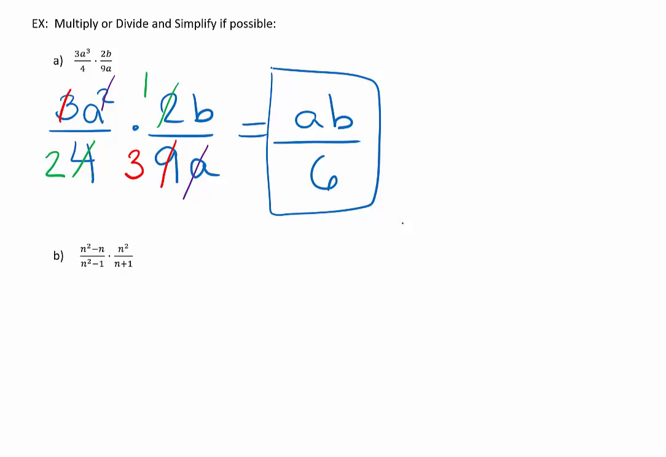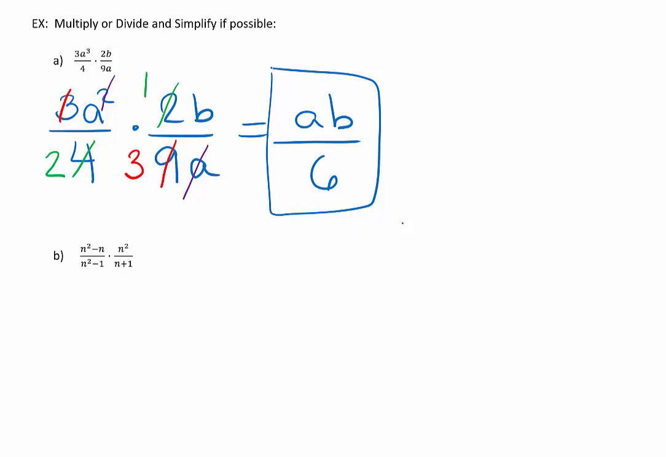Now this problem is a little bit different than my next example. Part B, n squared minus n over n squared minus 1 times n squared over n plus 1. Now I see those plus and minus signs. That tells me as soon as I see addition and subtraction, I cannot do any canceling yet. Instead, I need to get this into a product. I need to factor.